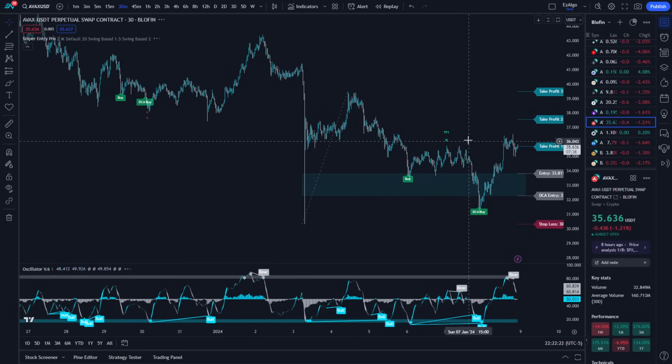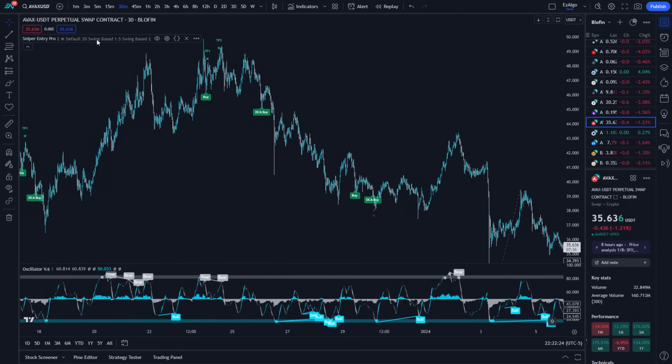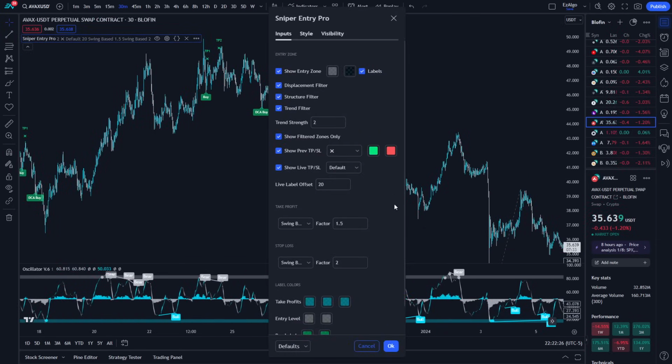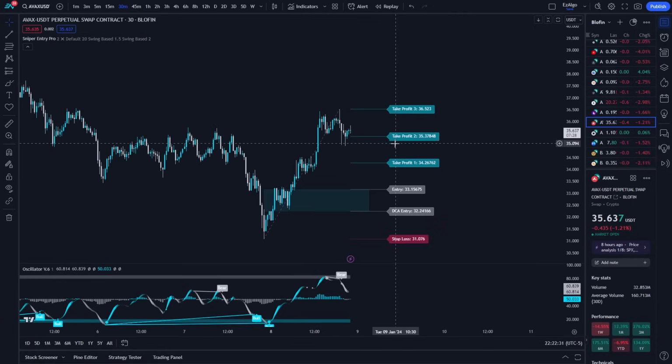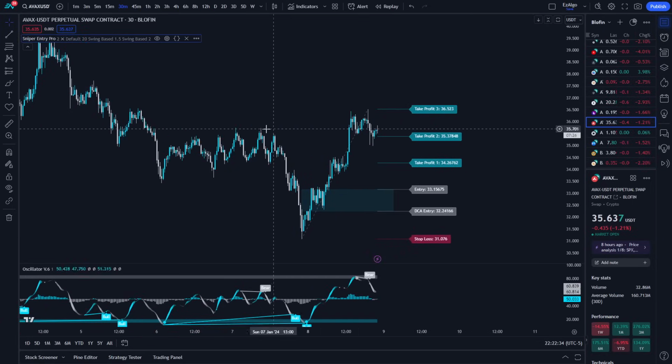Obviously, the market conditions aren't super great at the moment after that large dump, so I might want to turn on all of the filters, or at least the trend filter. And here you can see on AVAX, I already have a setup that I'm eyeing.